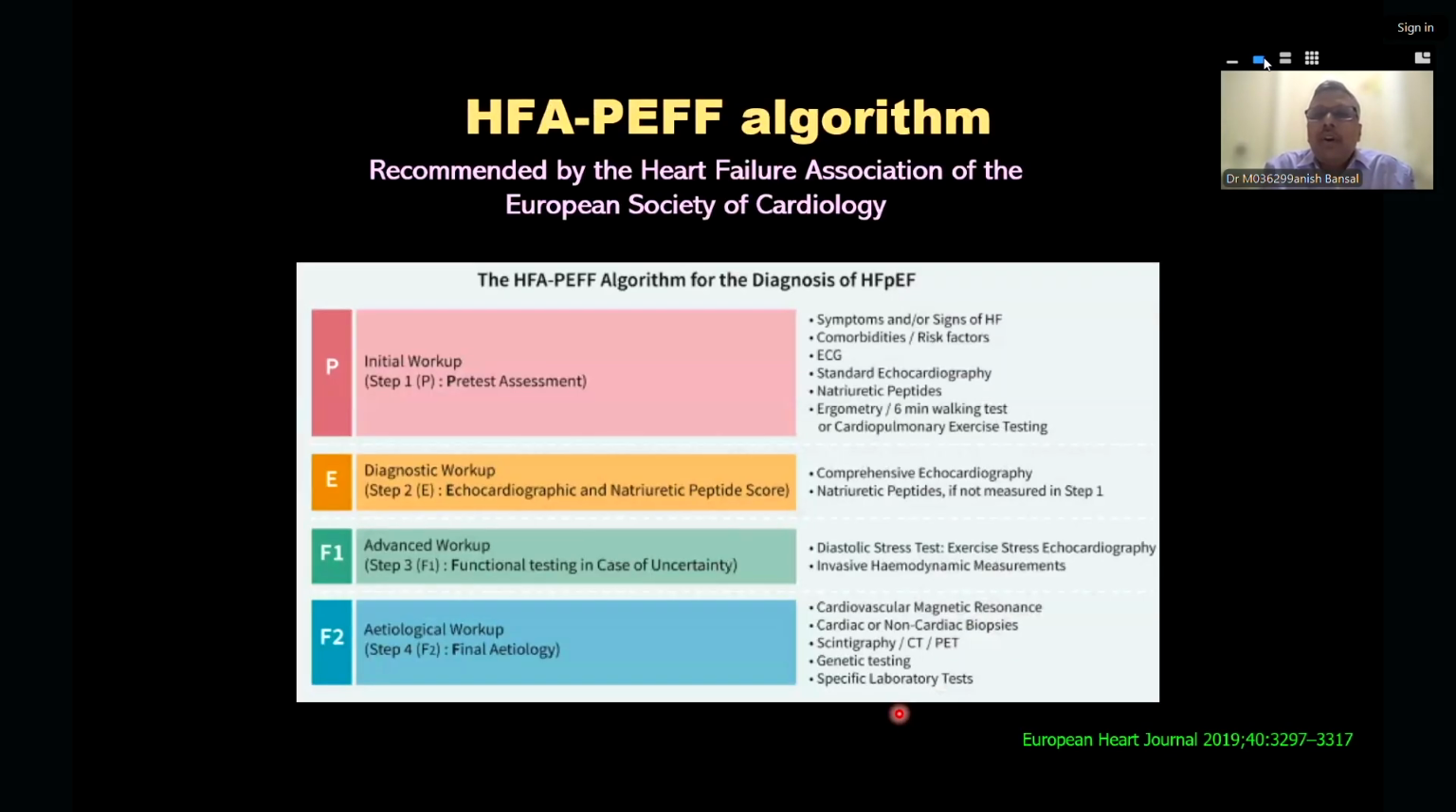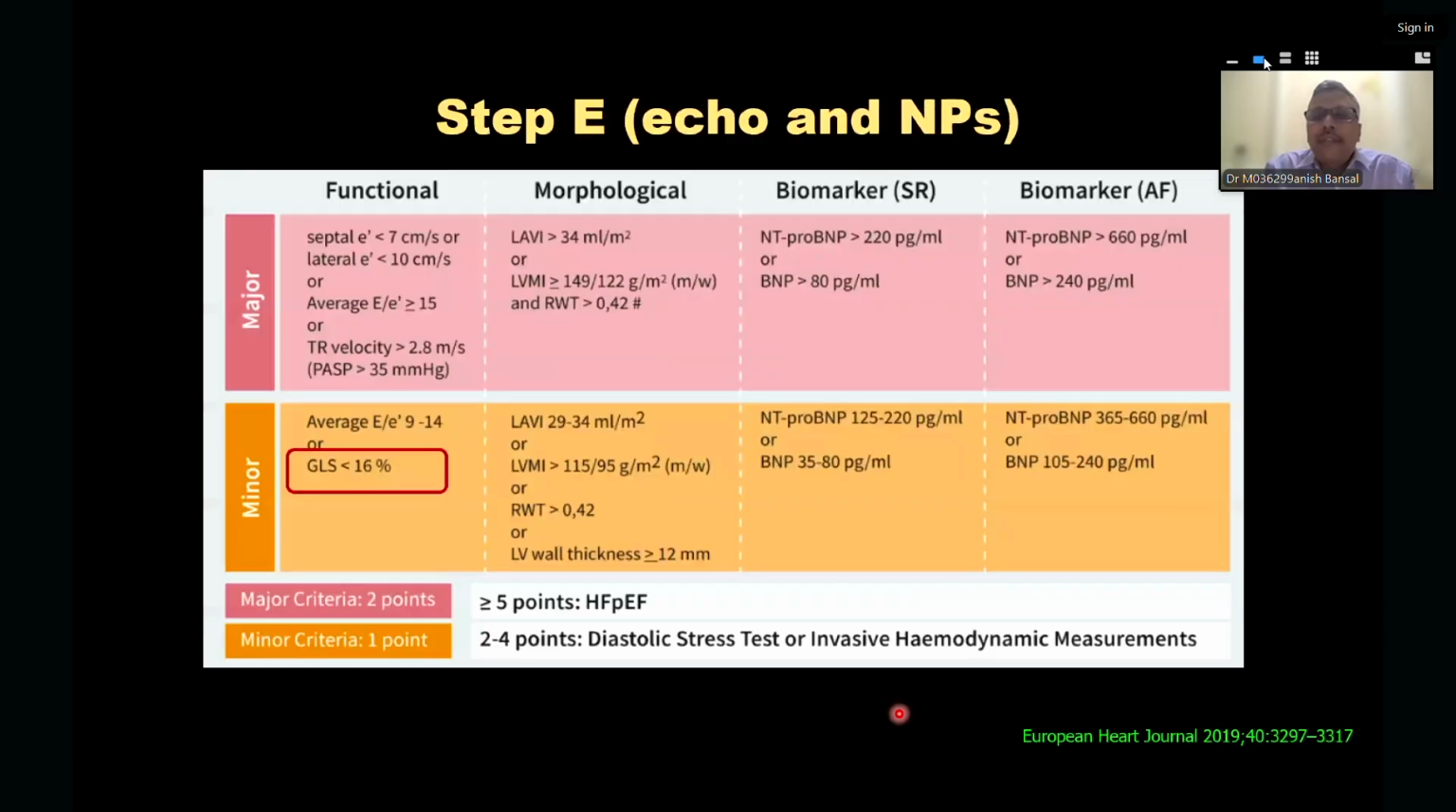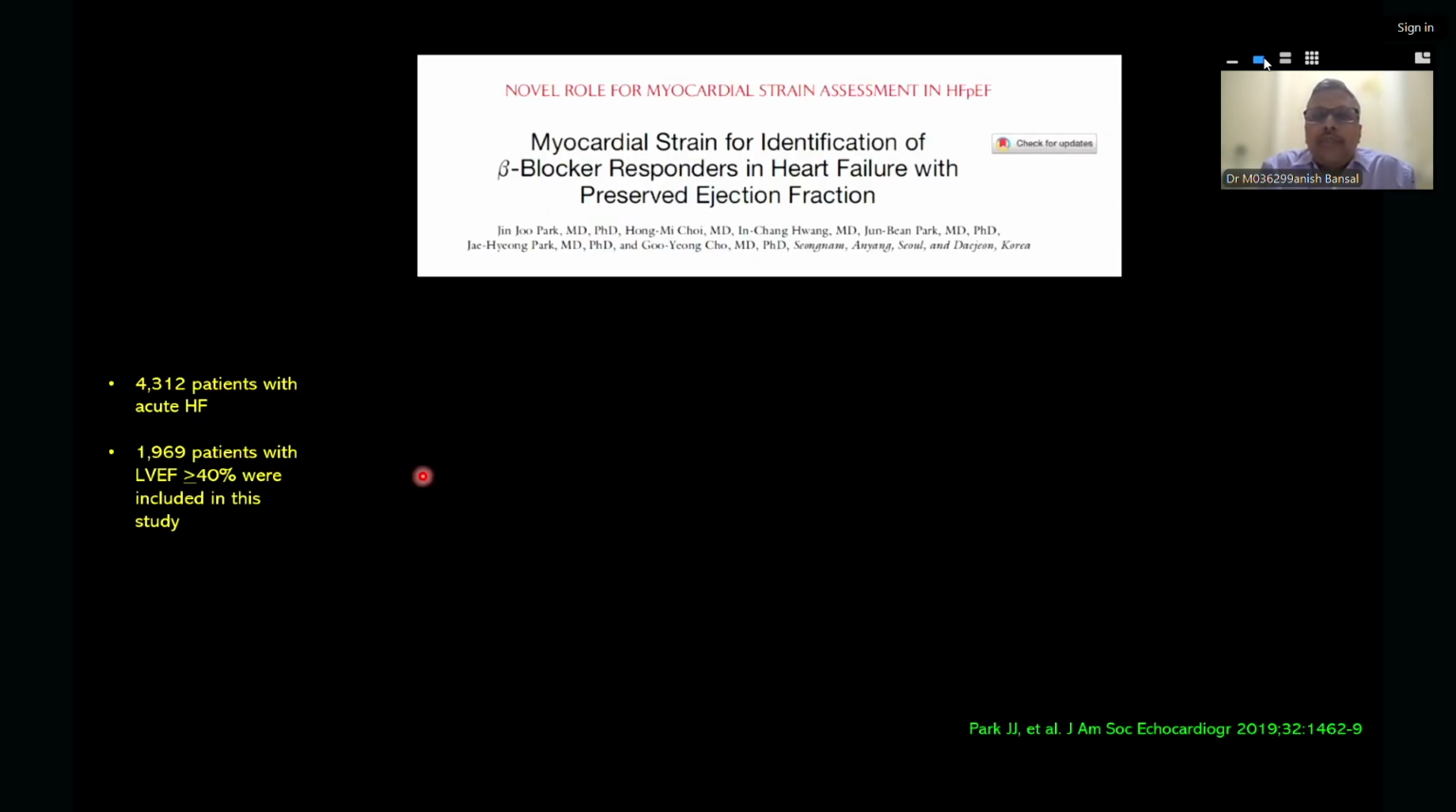Another application of strain in heart failure is diagnosis of HFpEF. HFpEF, as we know, is a very difficult entity to diagnose, and although it was earlier believed to be a disease dominated by diastolic dysfunction, we now know that almost half of all patients with HFpEF have reduced LV strain, indicating myocardial systolic dysfunction. And that's why GLS less than 16% is included as one of the parameters for diagnosis of HFpEF.